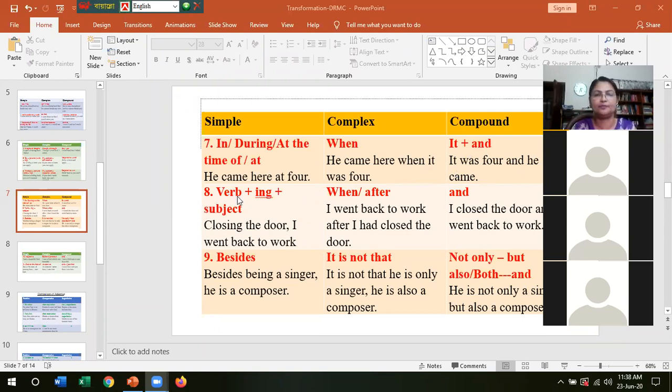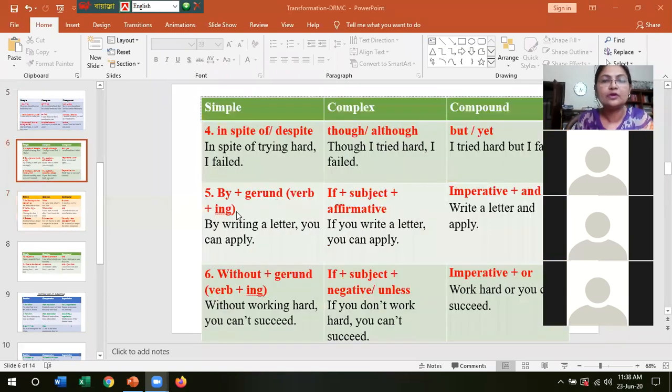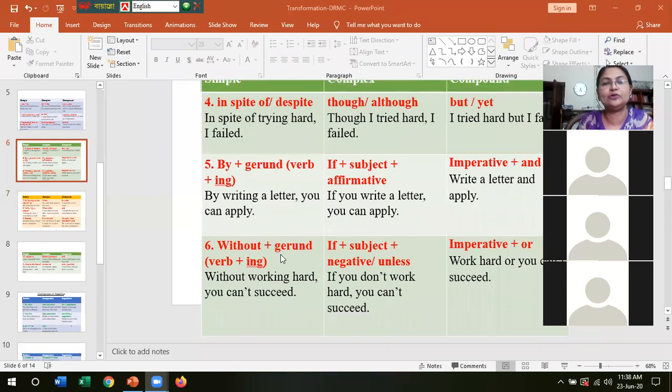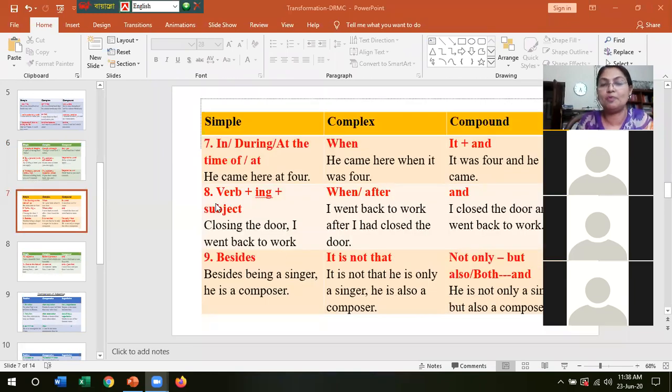Rule number 8: verb plus ing plus subject. In rule number 5, you see verb plus ing, but there was by plus verb plus ing. But in rule number 8, there is no by. There is only verb plus ing plus subject. Example: closing the door, I went back to work. If there is by, then the rule is different.